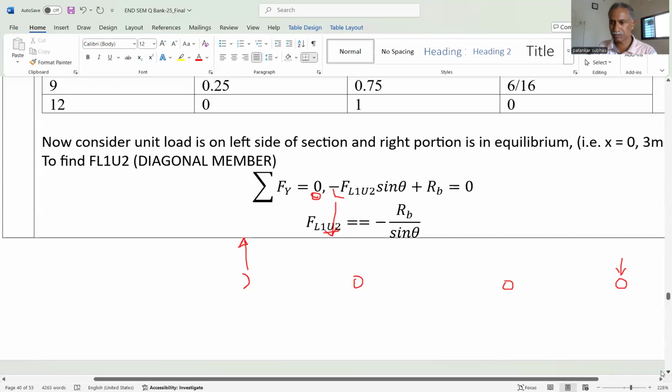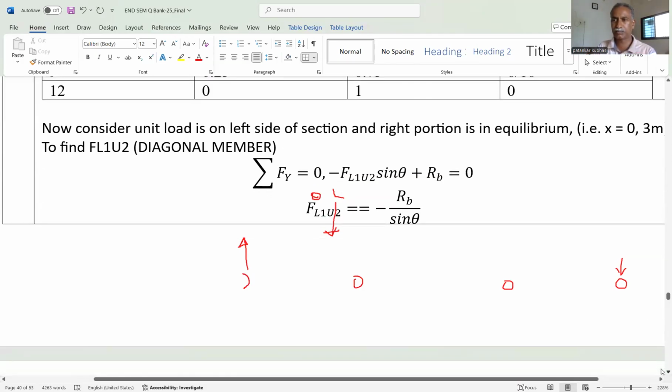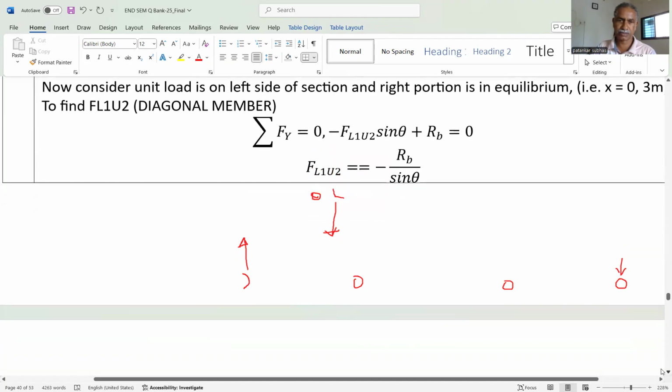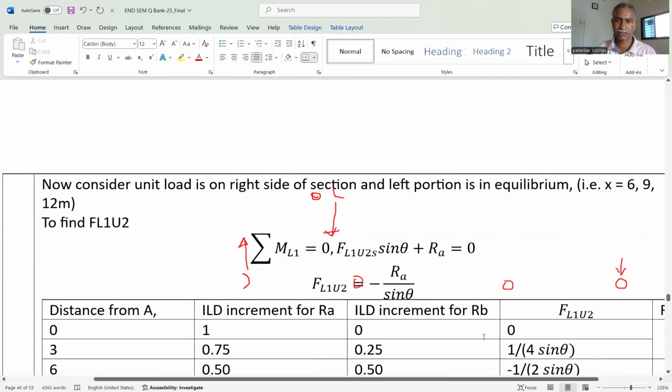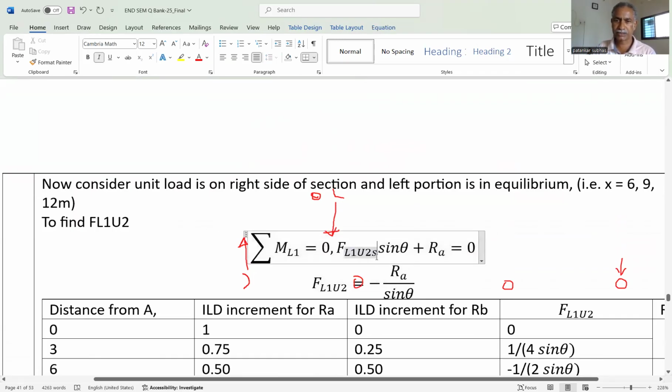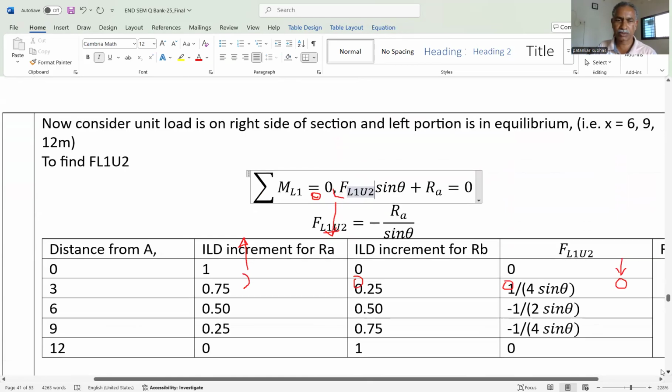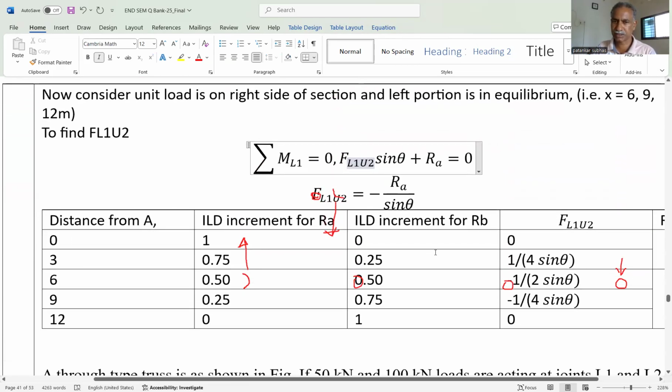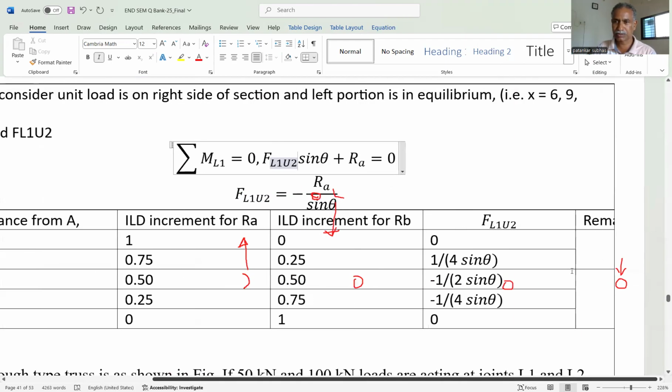Similarly, we have considered the load on the right side and left portion in equilibrium. In that case, we get another equation, force in member L1 U2 sine theta, that is in the upward direction, right? And RA is also in the upward direction, so both are positive. That's why we get the minus RA divided by sine theta. Now again tabulate the result. For tabulation, these three columns are same: ILD for RA, ILD for RB, distance, and we have just changed the value depending on the equation.